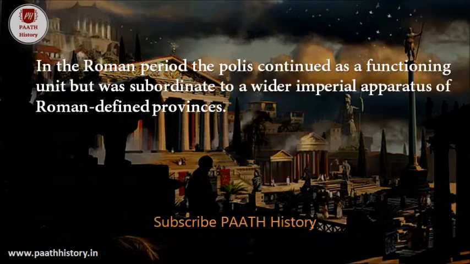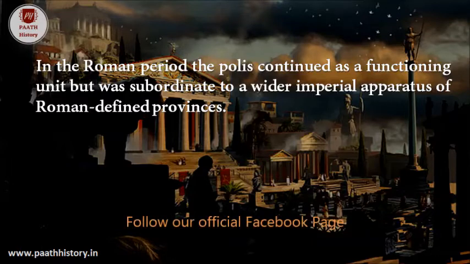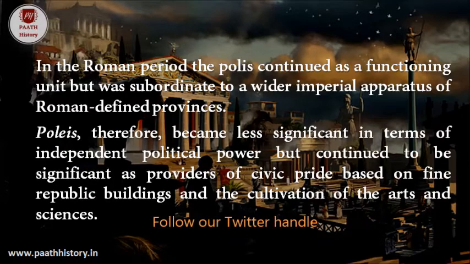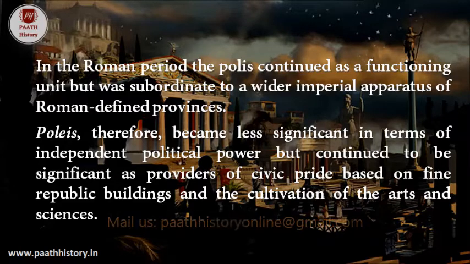In the Roman period, the polis continued as a functioning unit but was subordinate to a wider imperial apparatus of Roman-defined provinces. Polis therefore became less significant in terms of independent political power but continued to be significant as providers of civic pride based on fine public buildings and the cultivation of arts and sciences.